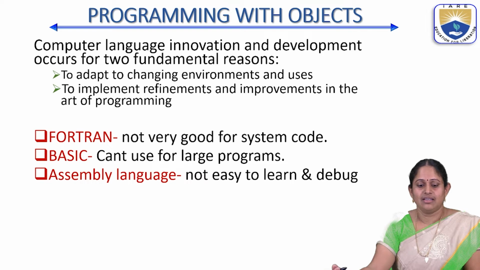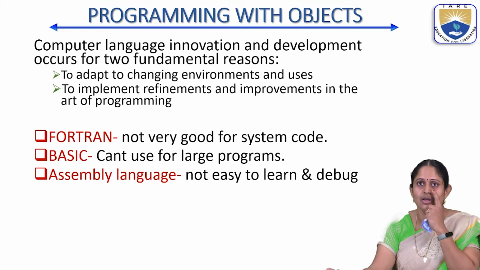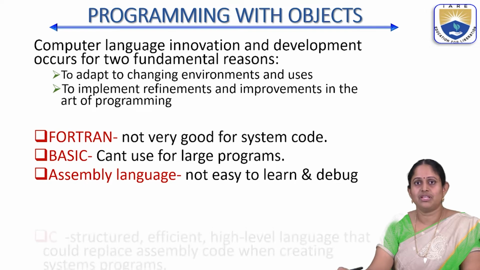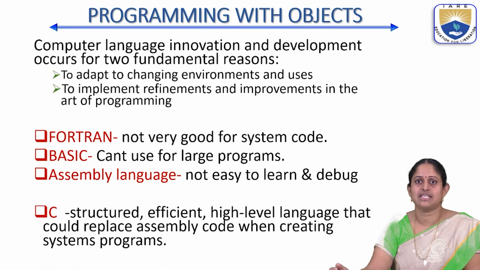Initially, the languages in use were Fortran, Basic, assembly languages and so on. They had some issues in their use. What happened with Fortran was that it was not really very good for system code, and Basic could not be used for large programs, and assembly level languages were not very easy to learn and debug. So then came the programming language C. C was a structured, efficient, high level language which replaced assembly level coding.